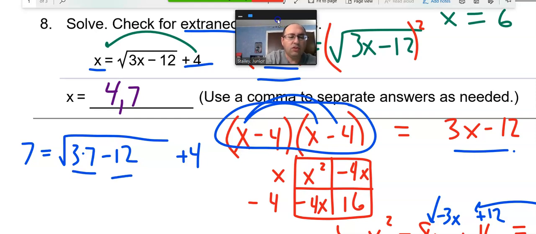21, take away 12, that's 9. So we got the square root of 9 plus 4, which is 3 plus 4, which is 7. Okay, so that's a good one. That worked out. So we know we can keep that one.